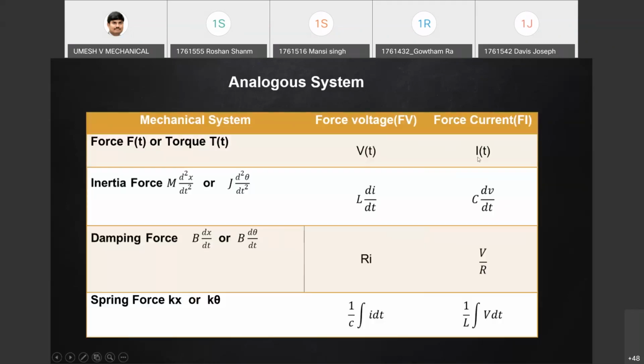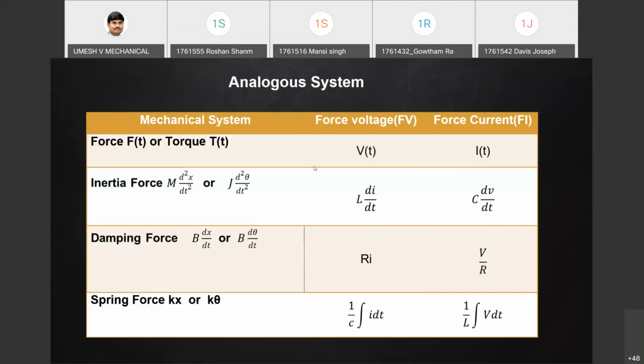Note down this table, all of you, and copy it to your notebook. Without this, you are not able to write the equations. Kindly copy this table, all of you. I'll give time. In the electrical system, there are two circuits you have to draw: one is the force-voltage circuit and the other is the force-current circuit.